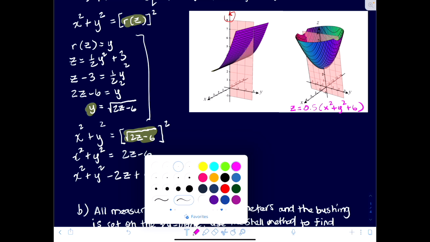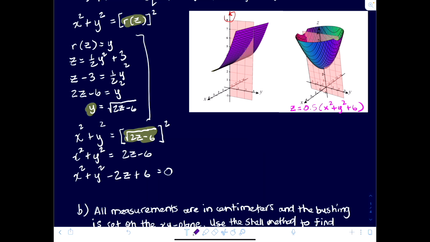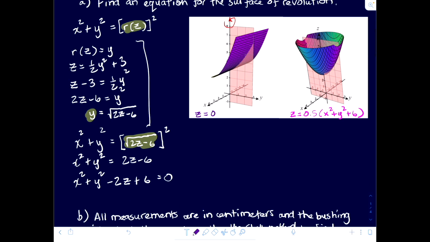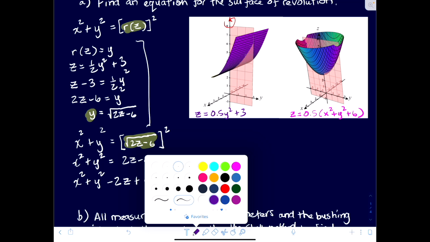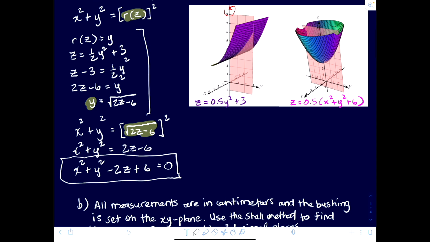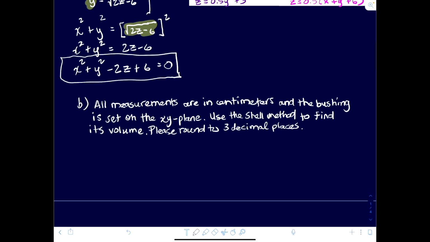So on this one here, z was equal to what we were given originally, which was 0.5 y squared plus 3. Cool? So the end result for this particular part of the problem is this right here. And now let's look at part B.